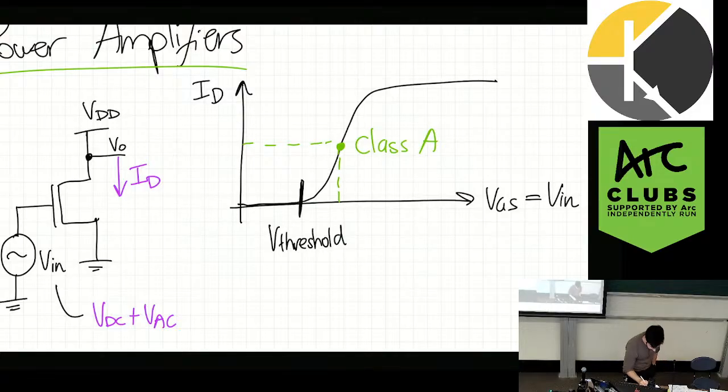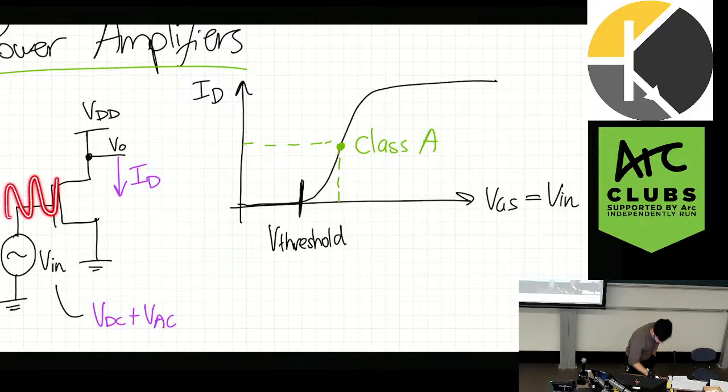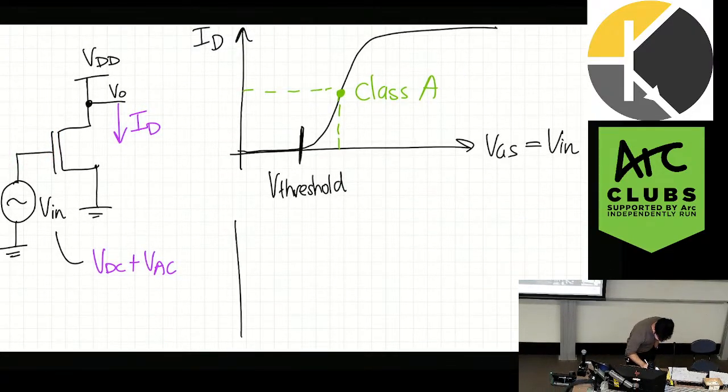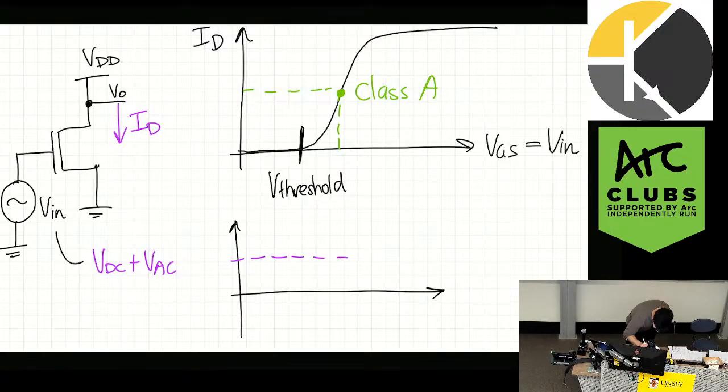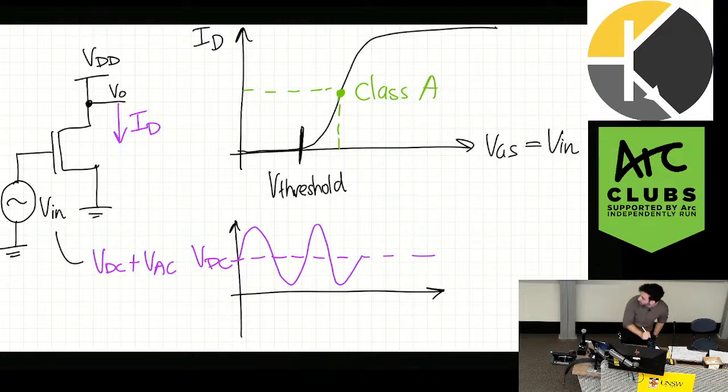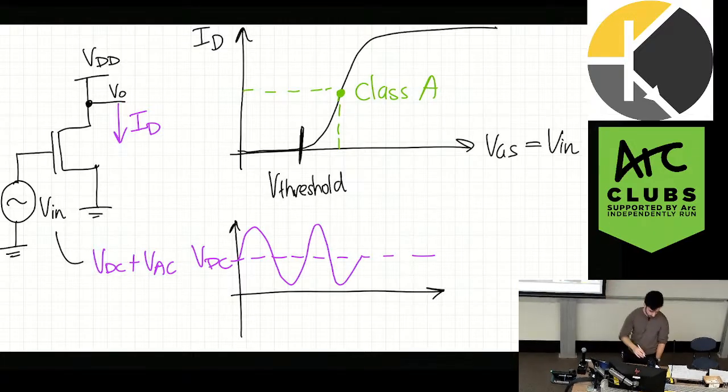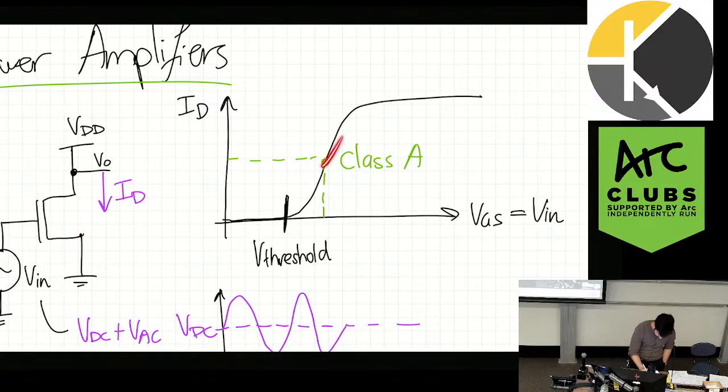So you can imagine what's happening as I swing this gate voltage. Maybe now let me draw it here. So the bias point sits here. So this would be your bias point. And then what I'm doing is I'm oscillating it around that bias point. So I'm just swinging this amplifier back and forth and back and forth and back and forth around this bias point, right?